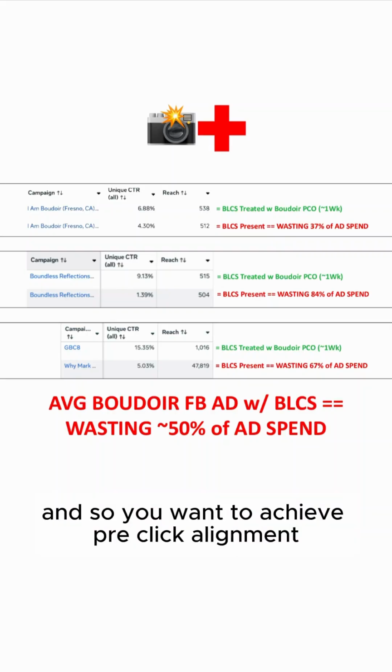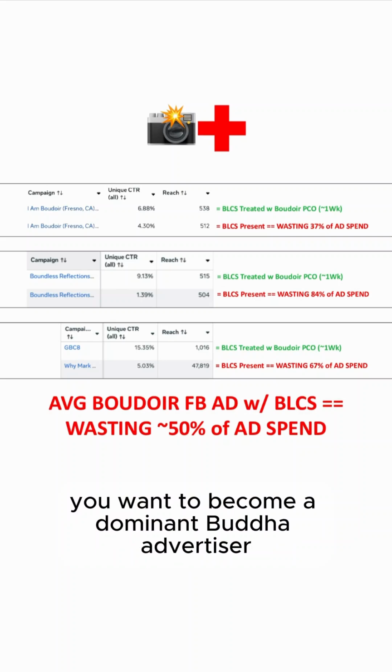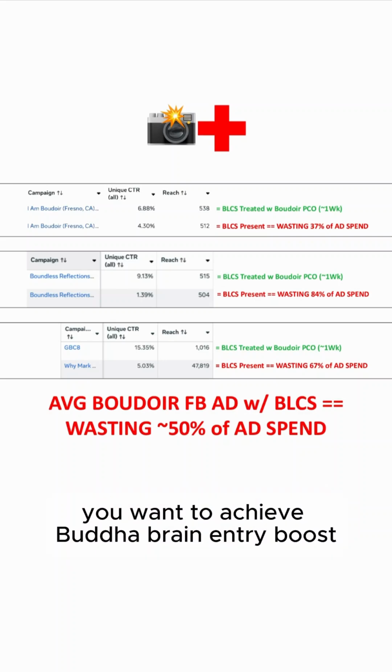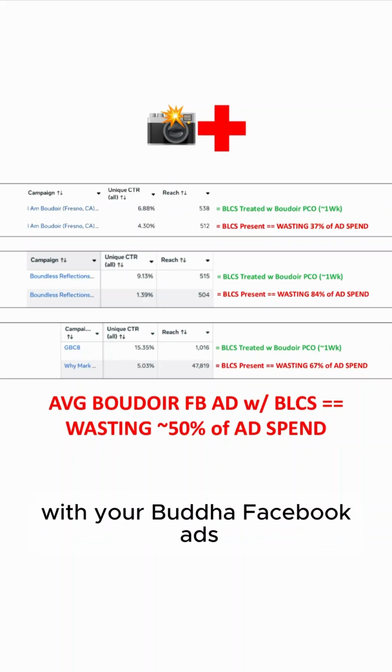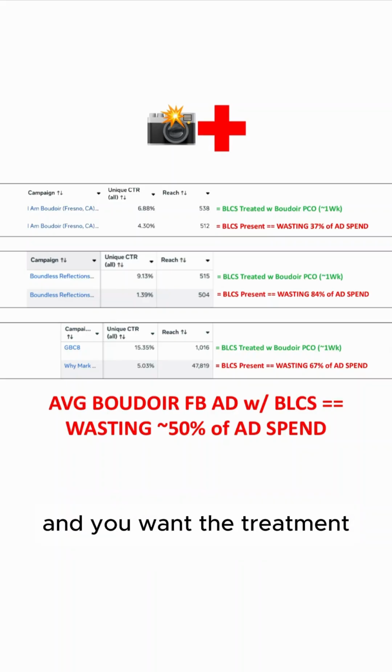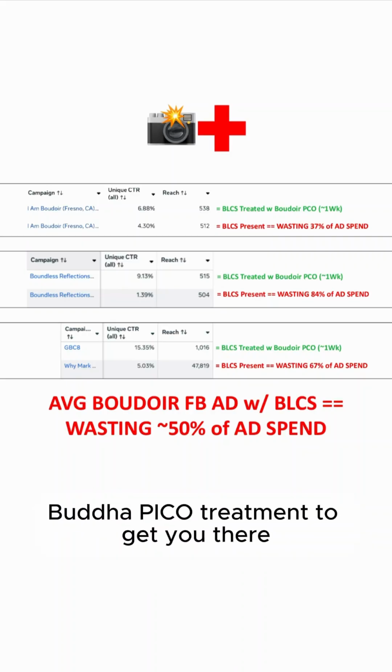And so you want to achieve pre-click alignment. You want to become a dominant Boudoir advertiser. You want to achieve Boudoir brain entry boost with your Boudoir Facebook ads. And you want the Boudoir Pico treatment to get you there.